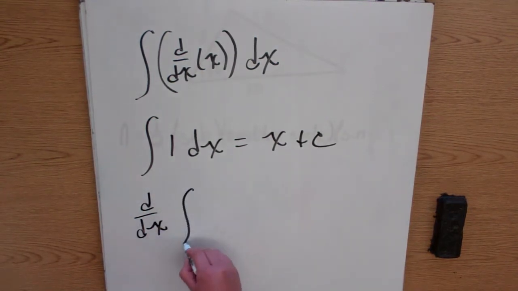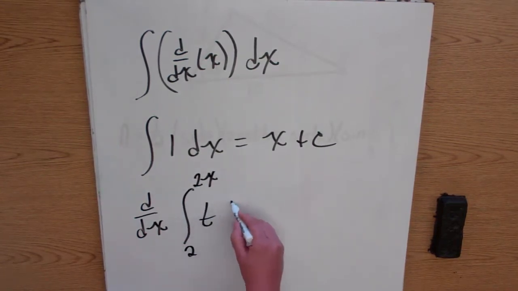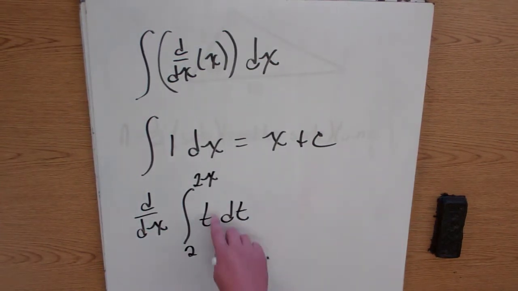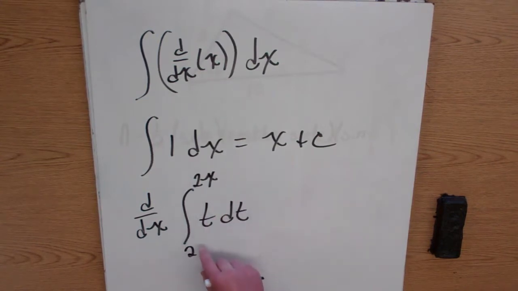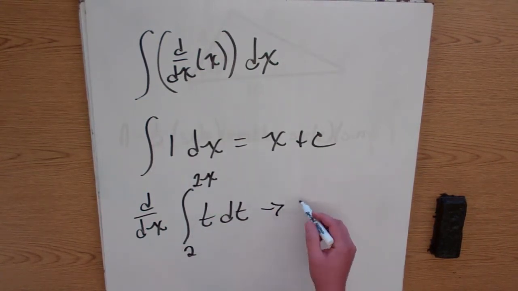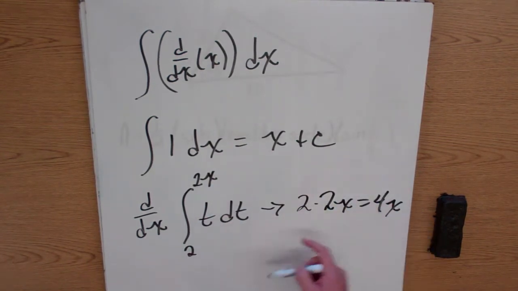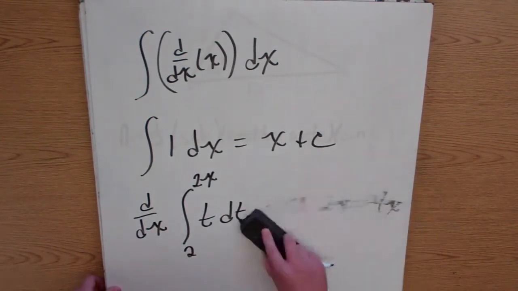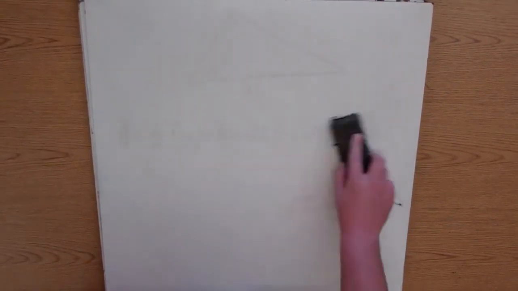But what about something like this? Take the derivative of the integral from 2x to 2 of t dt. What's that going to equal? Well, you might jump quick and say that it's 2x. But in this case, we're going to take the 2 and multiply it by the 2x, and that's going to give us 4x. Let's do this the long way now. But the answer is going to come out to 4x. Let's do this the long way.